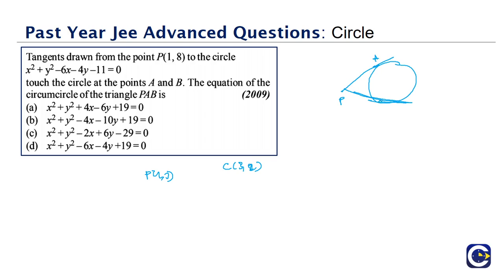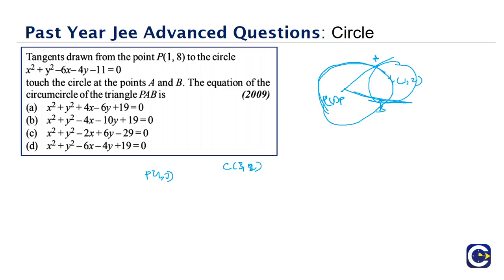This is A, this is B, this is point P, which is (1, 8). If you consider the center of the circle, this is nothing but (3, 2). So clearly the circumcircle passes through the center of the circle. This is our required circle.